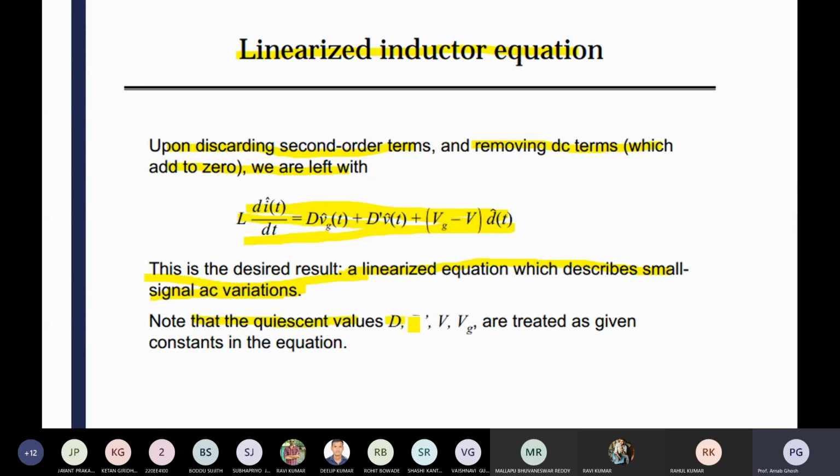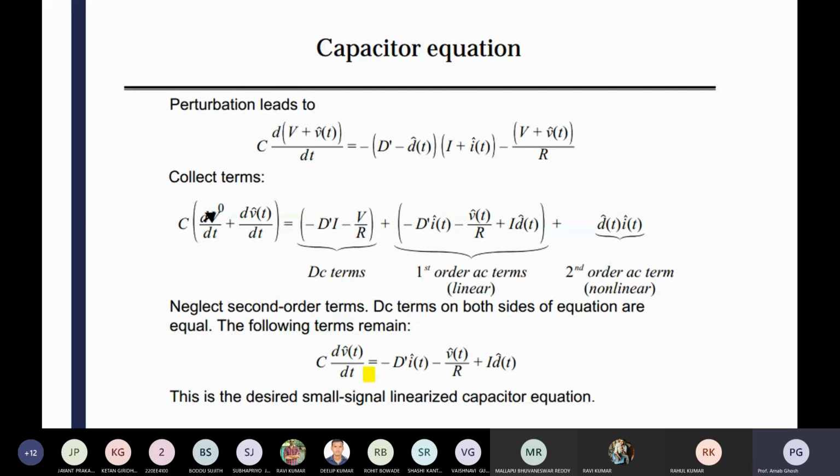Then we can go for the same thing for the capacitor equations. We have some equations like that, and it is your generalized equation, then we put that in. So C dV/dt again has a DC component that is 0. Similarly, the first order AC component is linear, and the second order AC component is non-linear. Then we neglect the second order term, and finally we get the expression of capacitance. It describes the small signal linearized capacitor equation.